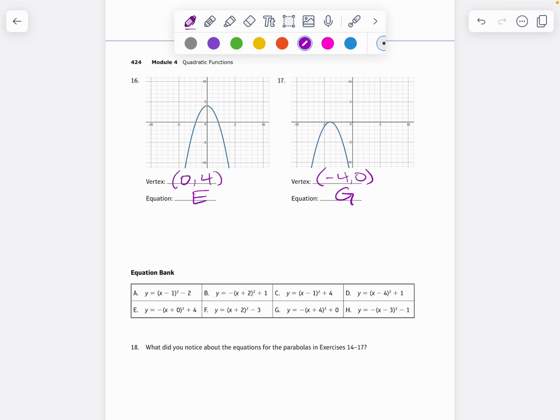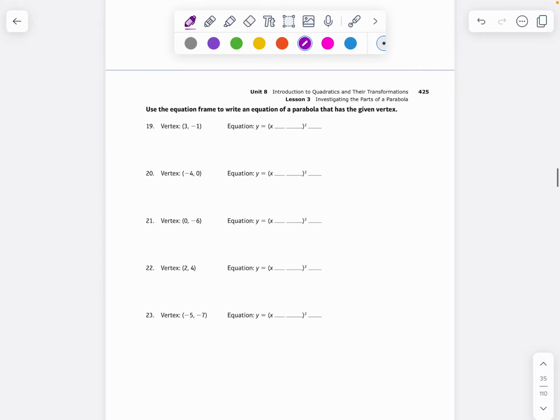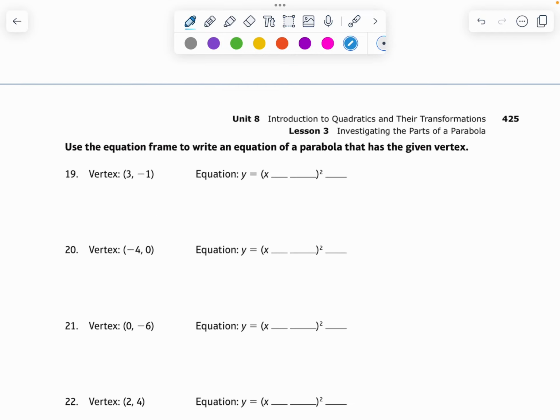All right. These are all examples of vertex form. It looks a lot like our transformations that we did earlier, but it has a square on it. All right. So for the last part of the lesson, let's go to page 425. Let's take a look. It says, oh, look at that. They set out kind of the pattern for our equation, and we're going to fill it in.